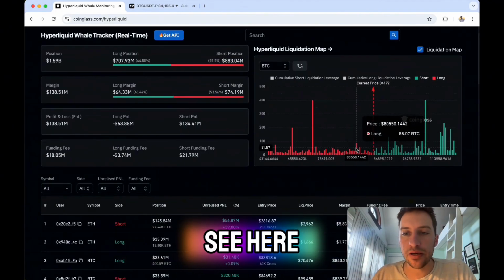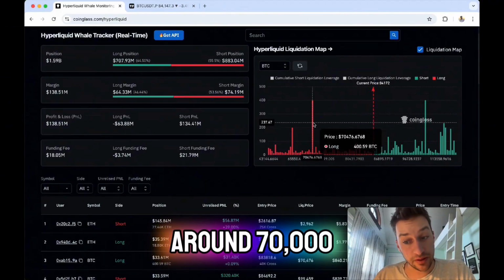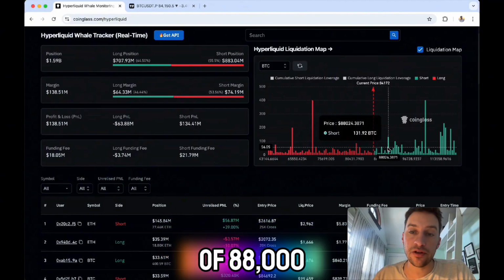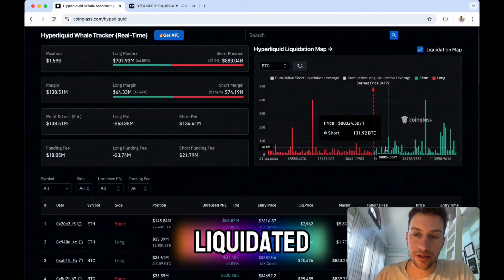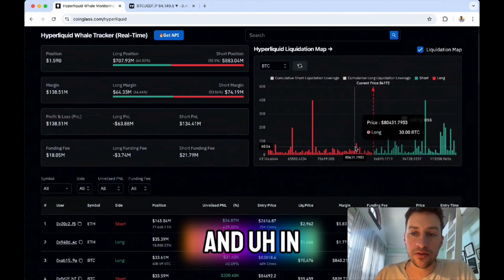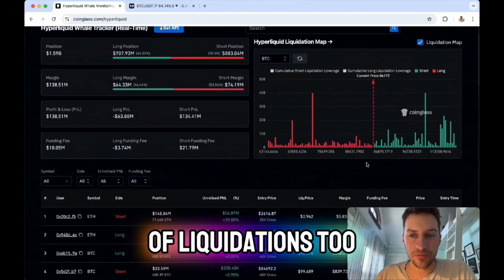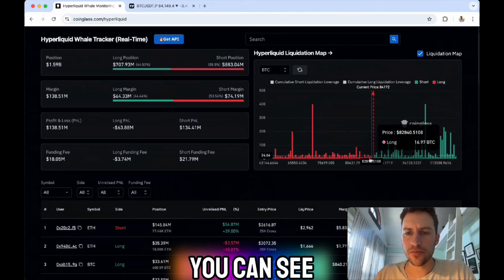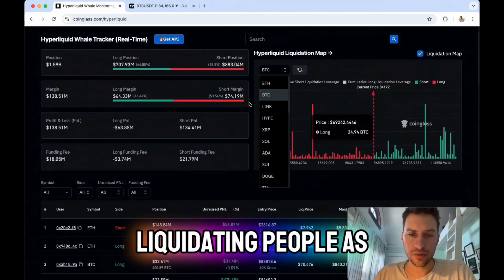So as we can see here, there are a lot of liquidations for longs around 70,000. So that would cause a lot of volatility. For shorts, it's the level of 88,000 where we have a decent amount of people who could be liquidated. And in the very short term, I would say about 80,500 could have a lot of liquidations too. Not only that, guys, but if you look at the short term, you can see right here that if price goes down a little bit, it's going to start liquidating people as well.